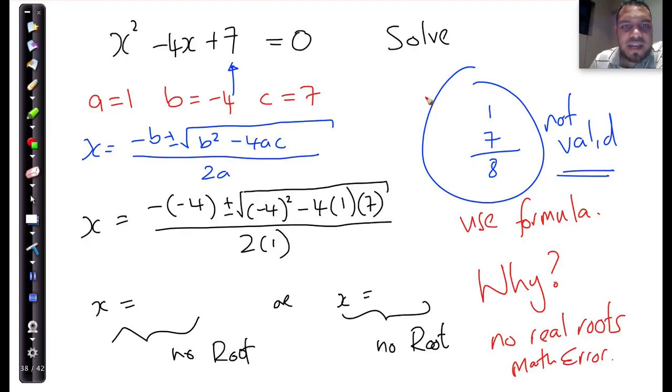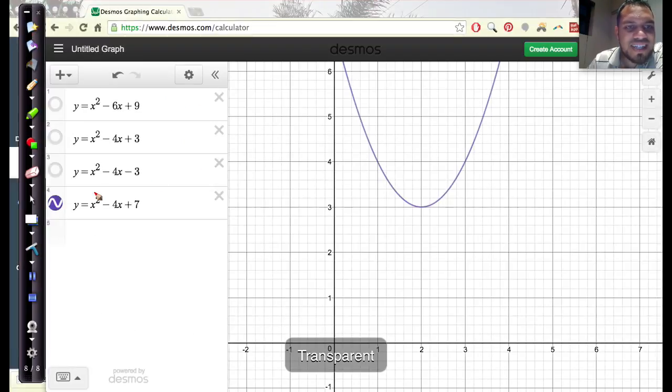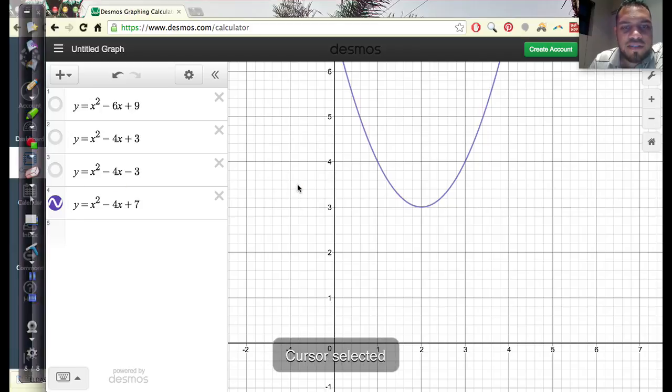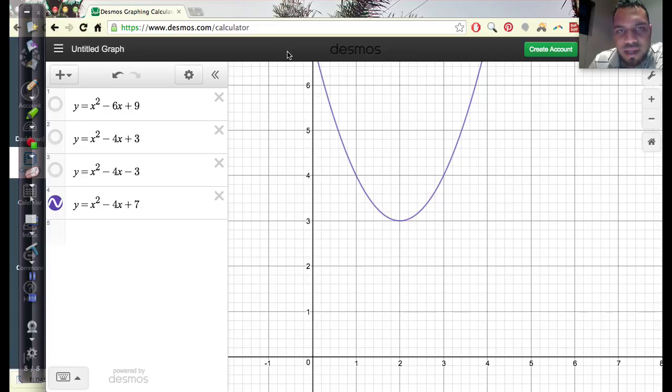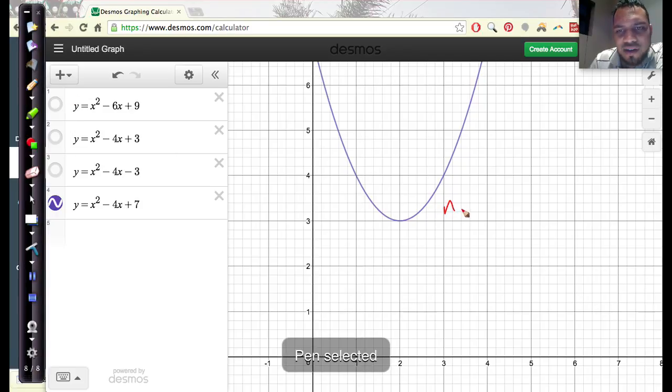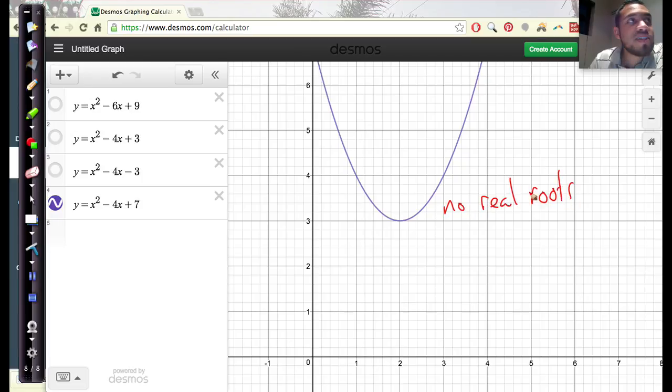And how do you see this graphically? Well, you see this graphically by going to the actual graph, and you see that it doesn't touch the x-axis. That's the graph for this function. Can you see here's the x-axis down below? And it doesn't touch it at all. So when we look at this curve, we can say that there are no real roots. And when you solved this algebraically, you found that the calculator resulted in math error, and that gave you an indication that there are no real roots when solving this quadratic.